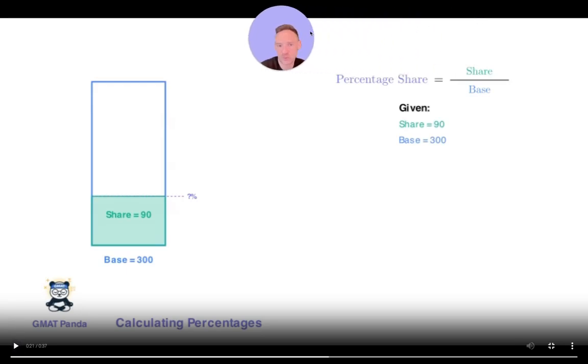So the base is 300. In this case, it's a group of 300 people. And we're selecting 90 of those people. And we want to work out what percentage share that represents. The way to do that, while using this formula, is to divide 90 by 300. And we get from that 0.3, which is the same as 30%.